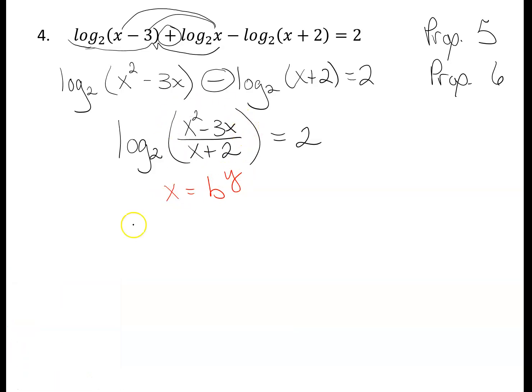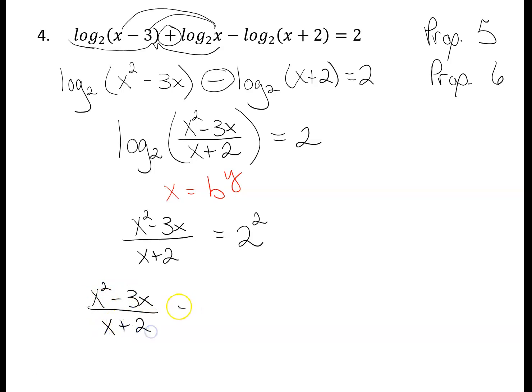So this whole big fraction here is our x. The base is 2, that little 2 that you see. And then y is also 2, so it's 2 squared. So let's go ahead and evaluate 2 squared, which is 4.